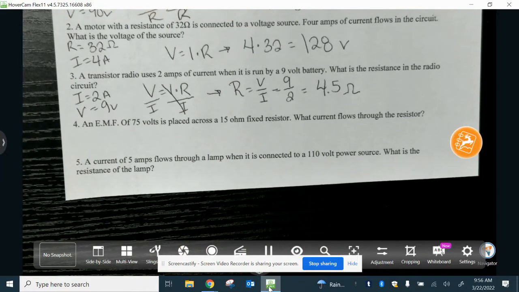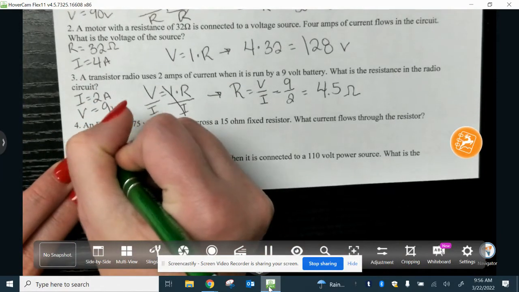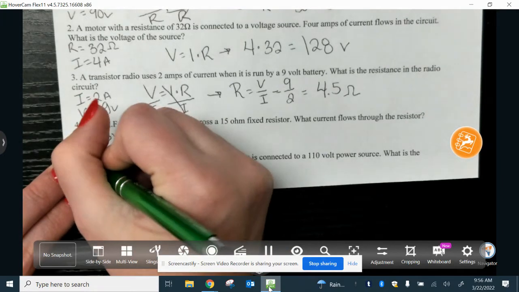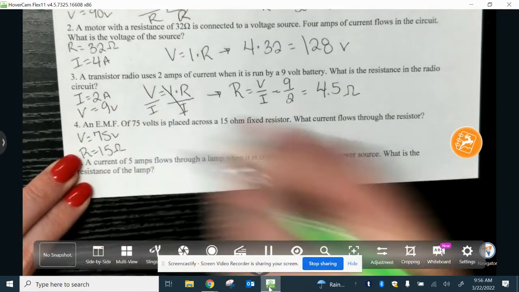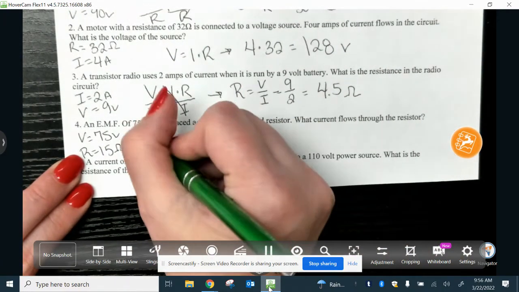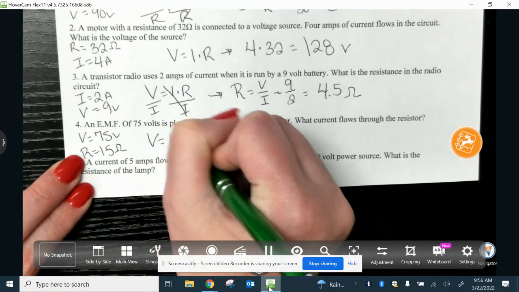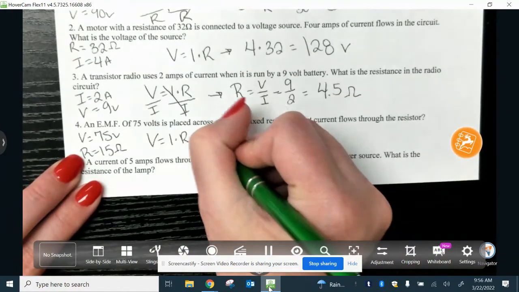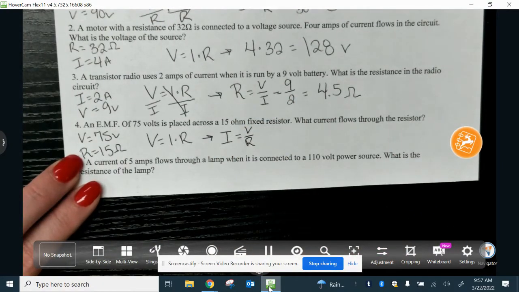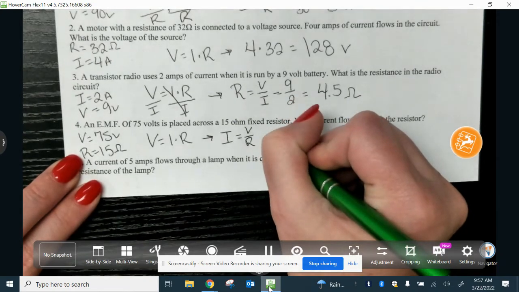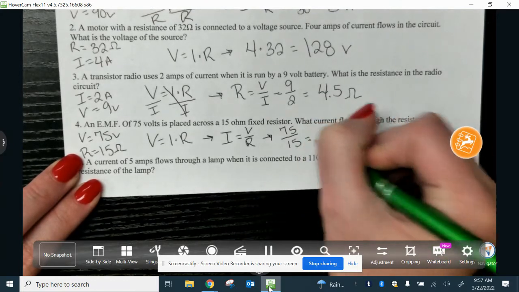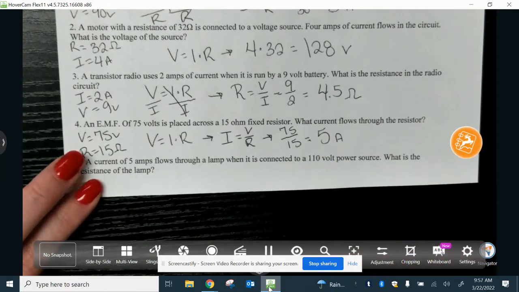An EMF of 75 volts, so that's my potential difference of 75 volts, is placed across a 15 ohm fixed resistor. So R is equal to 15 ohms. What current flows through the resistor? So V equals I times R. I want I by itself. So I is equal to V over R. 75 divided by 15. It's going to be 5 amps.